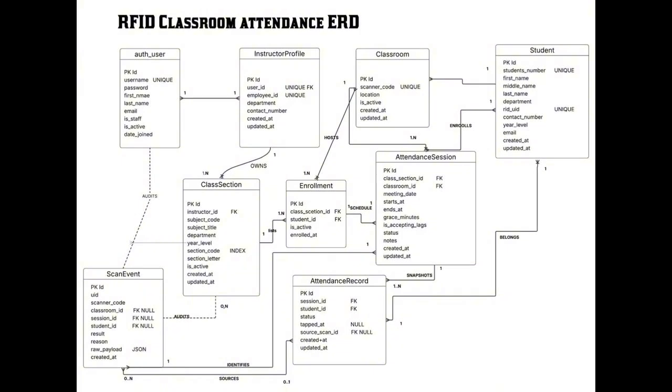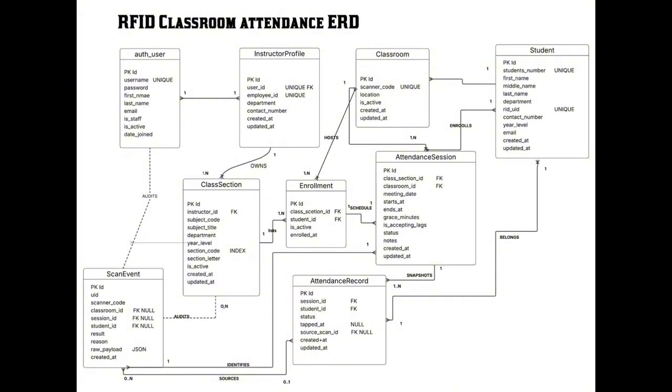That means every student starts as absent, and a valid RFID tap changes only that student's record to present or late. The scan event table is an audit table. It stores every raw scan attempt, including accepted, rejected, and duplicate scans. This is important because even the rejected scans are useful for troubleshooting. The classroom table stores the physical rooms with a unique scanner code, and a classroom can host multiple attendance sessions.